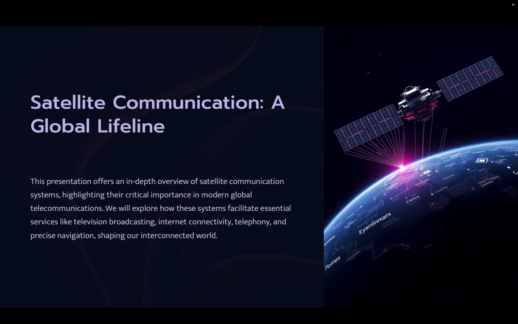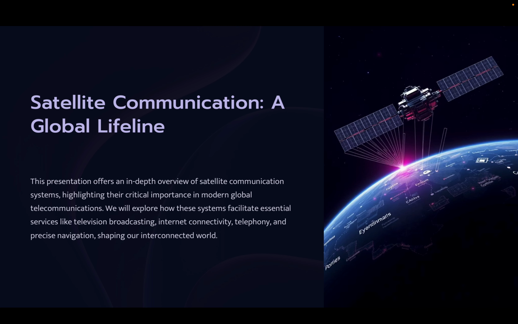The general communication system for satellite. Let's see the overview of it today. So we know in today's life, satellite plays a very important role. Without satellite, we cannot imagine even the life today.